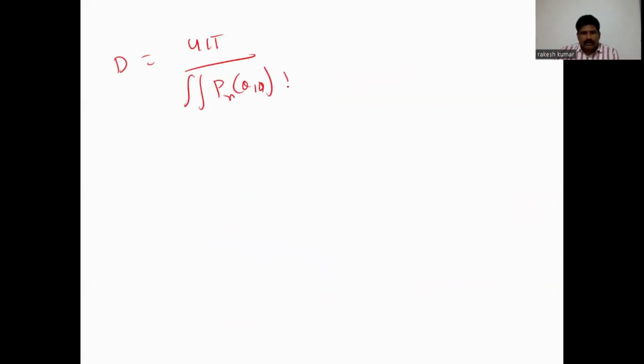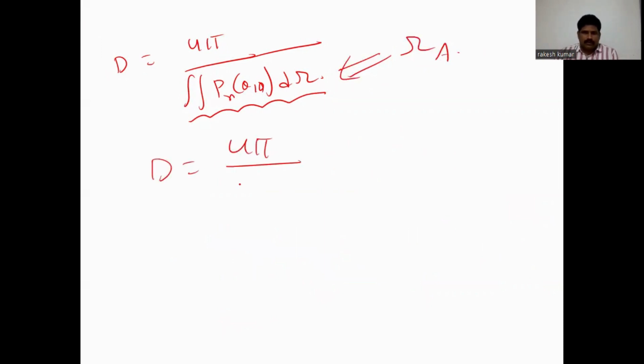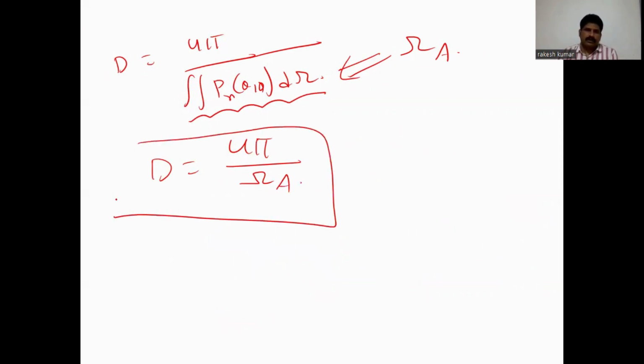Therefore, directivity D is equal to 4 pi by the double integral of Pn of theta comma phi into d sigma. This is the expression for beam area. So the relationship is D equal to 4 pi by beam area sigma A. This is the relationship between directivity D and beam area. Very, very important relation.